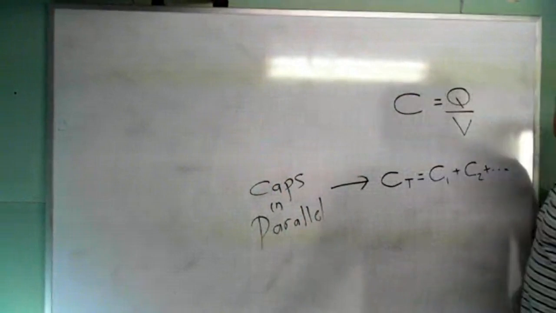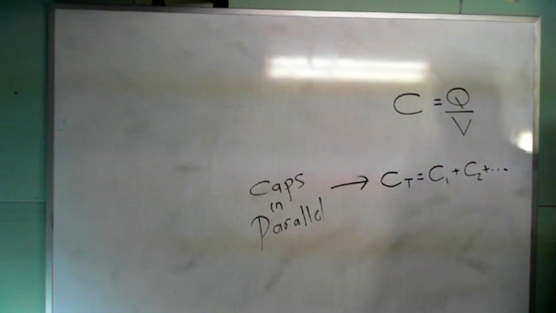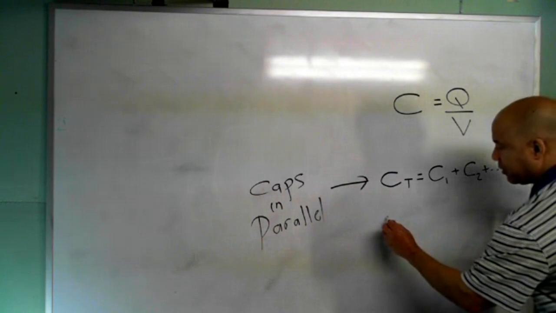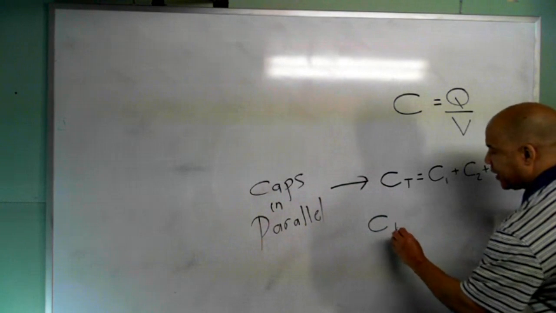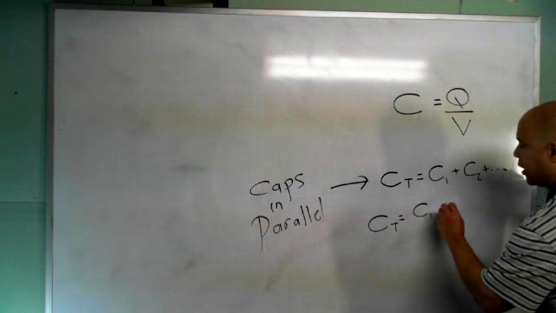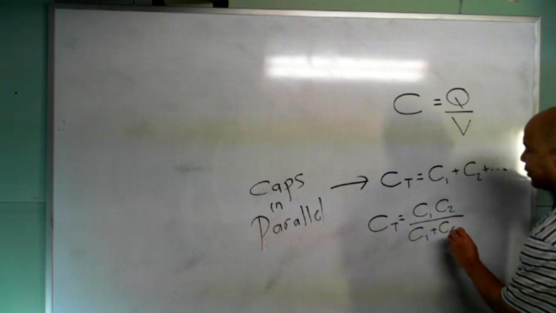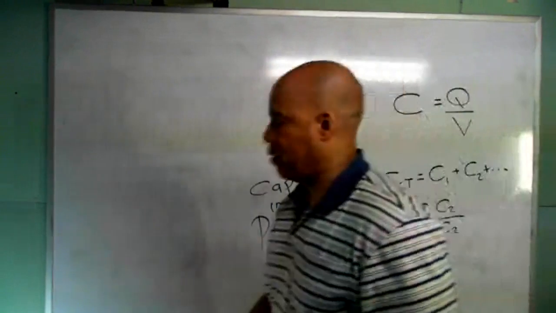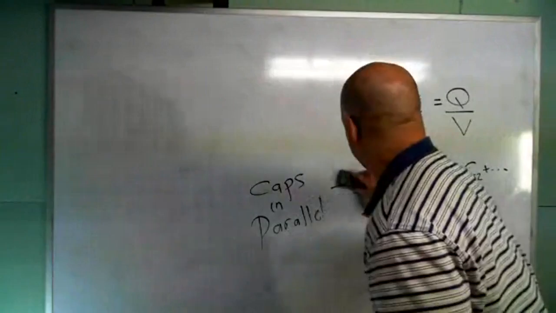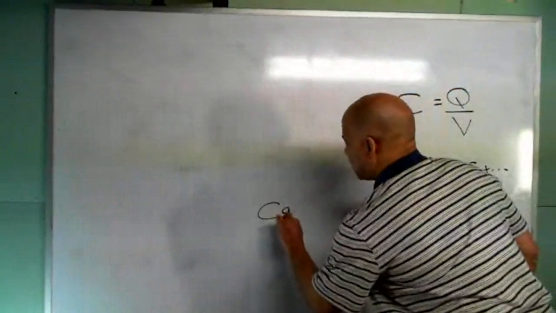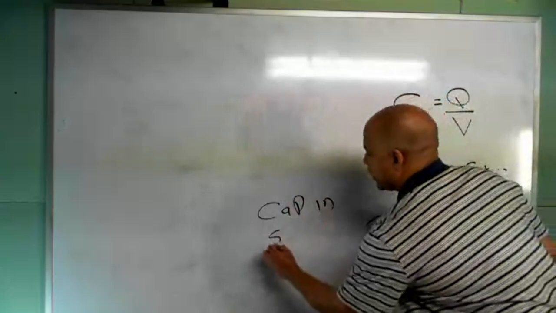They act like resistors in series, I just add them up. And then finally, I will use either this one, CT equals C1 C2 over C1 plus C2, and this is for capacitors in series, caps in series.